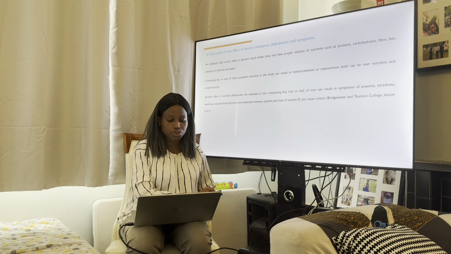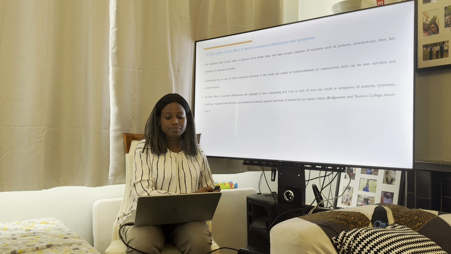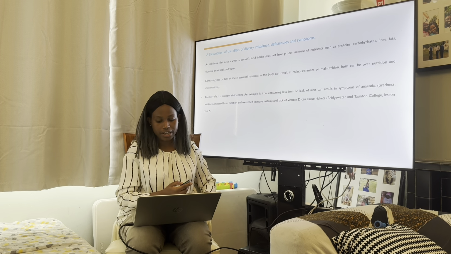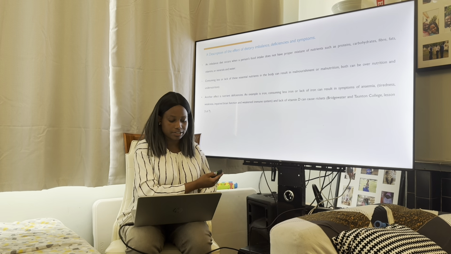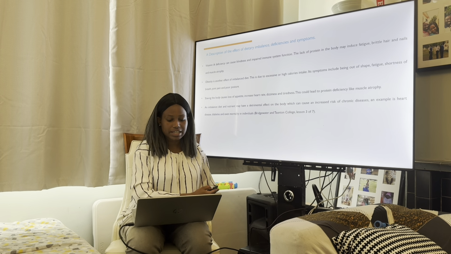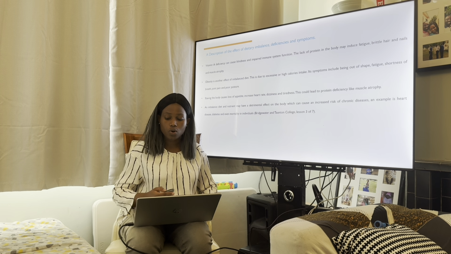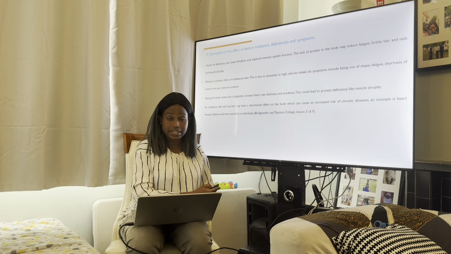Another effect is nutrient deficiency. An example is iron. Consuming less iron can result in the symptoms of anemia. Vitamin D deficiency can also cause rickets, and you can find this in the course material, lesson 3 of 7. Vitamin A deficiency can cause blindness and the like. The lack of protein in the body can cause fatigue and brittle hair and nails.